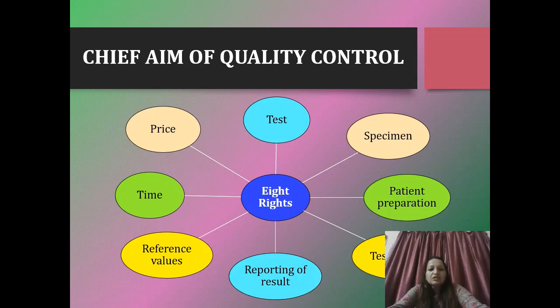So what are the chief aims of quality control? We discussed this: it is to actually get the right aids. That is the most important way of assessing that our quality is in the right place. Provided we get the 8 rights, that is the right test with the right specimen, with the right patient preparation, with the right test method, with the right reporting of results, with the right reference values, at the right time, and at the right price.